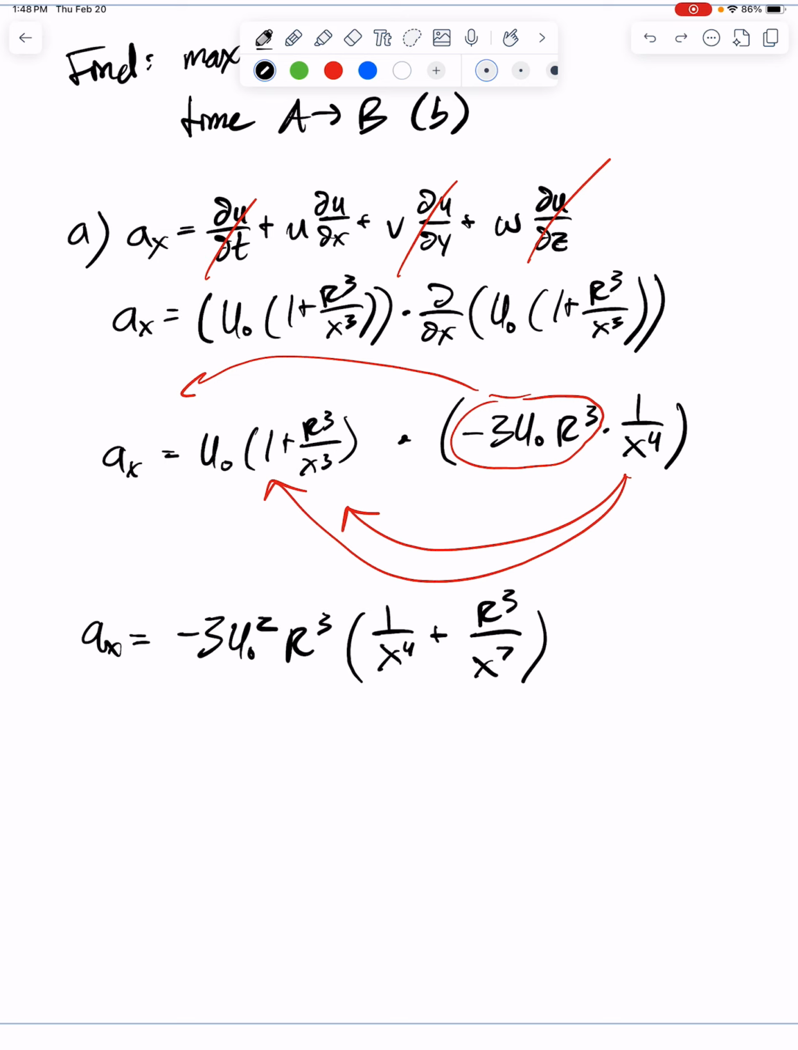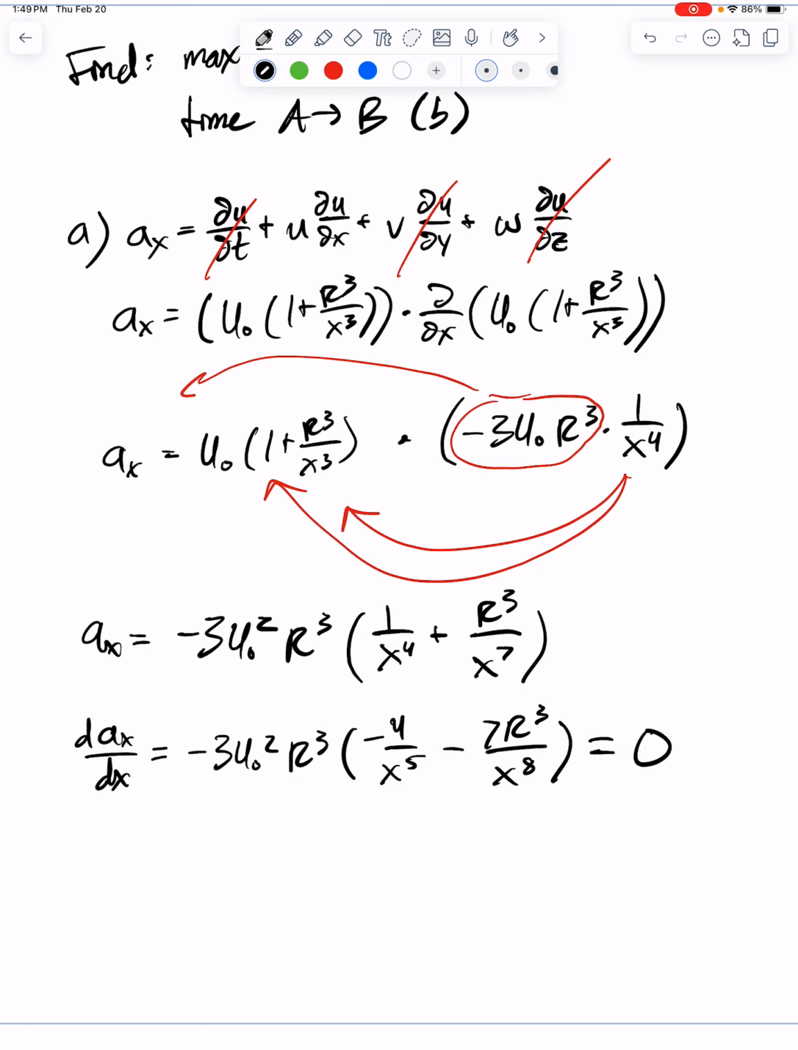I want to find the maximum, so to find the maximum, I'm going to take the derivative and set it equal to 0 to find local mins and maxes. So dA of x with respect to x, because that's our only variable in this equation, is equal to, I have my constant, times the derivative of 1 over x to the power of 4, that gives me negative 4 divided by x to the power of 5, plus the derivative of r to the power of 3 over x to the power of 7, that gives me negative 7 r to the power of 3 divided by x to the power of 8, equals 0.